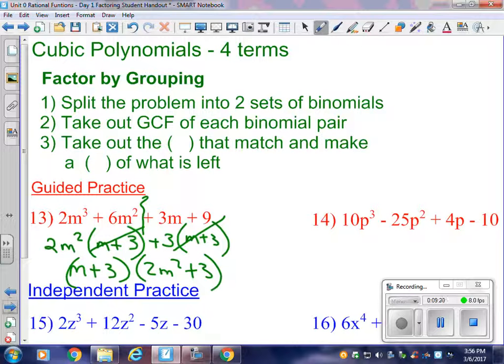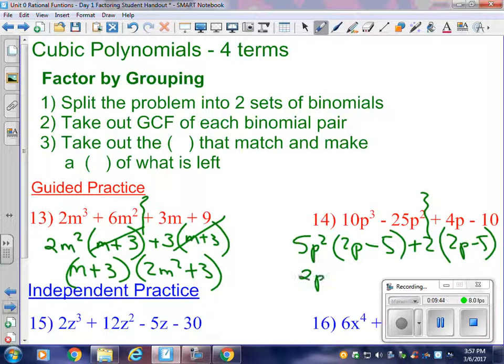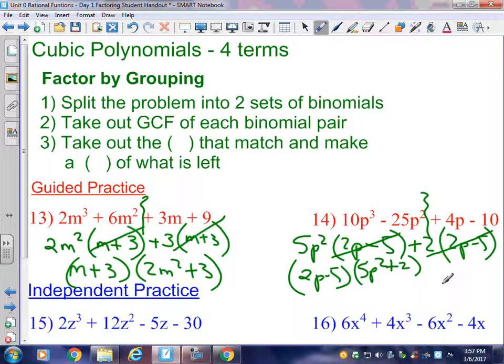Now over here, if I split the problem, I could take out 5p squared, and that'll leave me with 2p minus 5. I can take out 2, and that leaves me with 2p minus 5. So 2p minus 5 is the greatest common factor now, because I can take it out of both halves of the question, and the 5p plus 2 is my other parentheses.